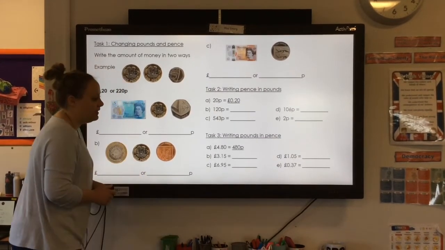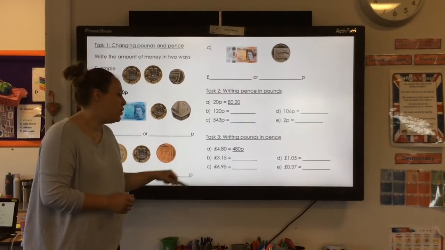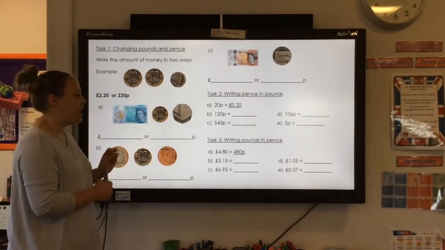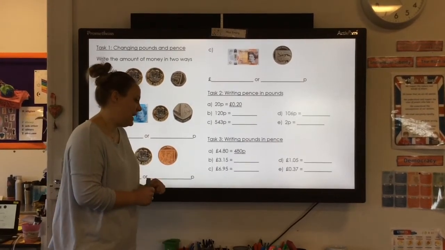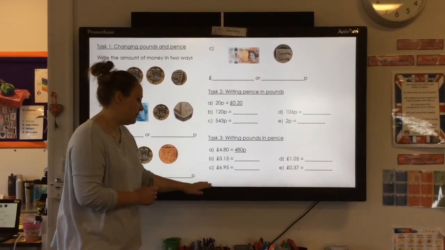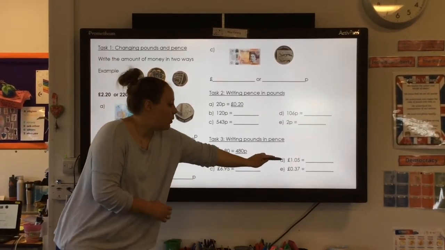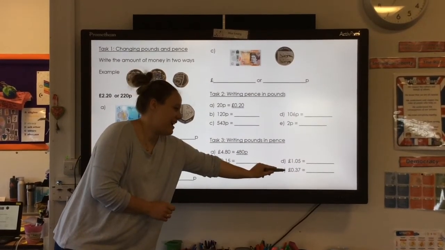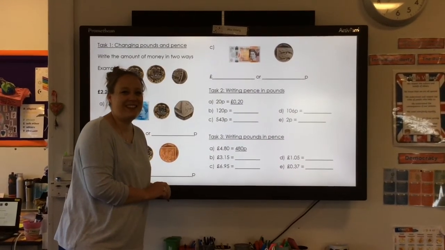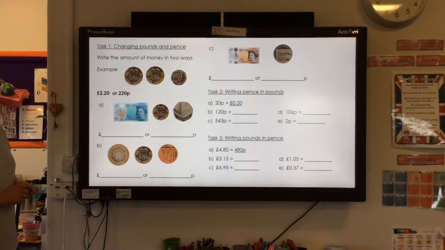Task 3, you're writing pounds in pence. If I've got £4.80, I've got 480p. So if you've got £3.15, how many pence? £6.95, how many pence? £1.05, how many pence? And I'm not going to even read that one because I want you to have a go. So pause the video and have a go, and I'll see you tomorrow for more.